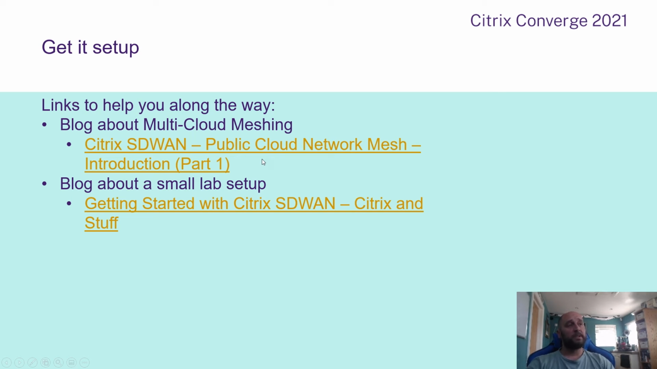There's a blog about small lab setup, and that's running on XenServer, and it shows you the basics of setting up SD-WAN and then how to just get 2 appliances talking to each other. They're very step-by-step, with loads of screenshots and loads of explanations. If you need any feedback on that, reach out. I'm active in the community.